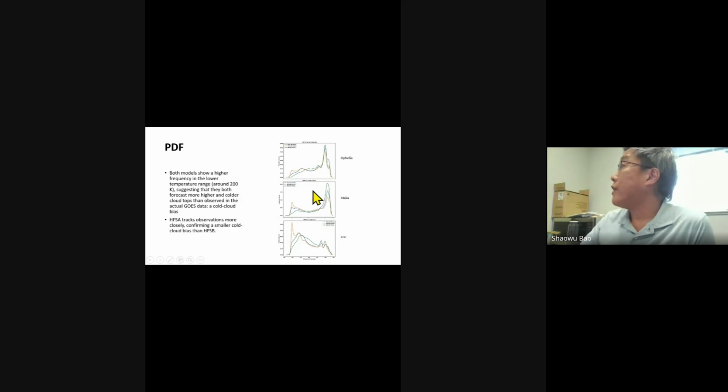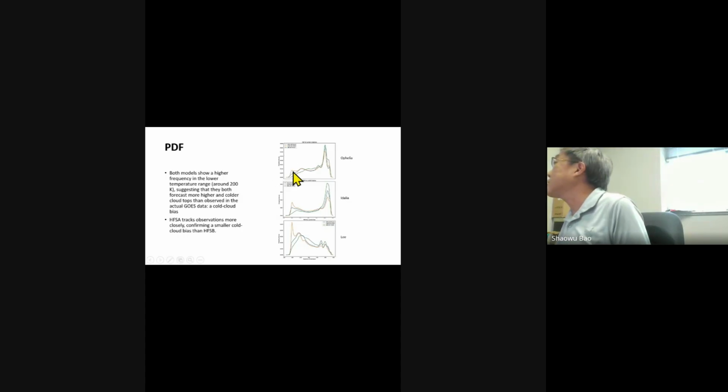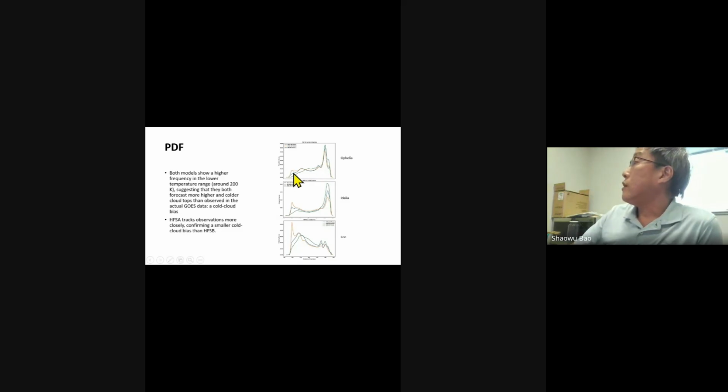And if you compare HAFS A and B, clearly you can see the HAFS B, which is this orange color, has a higher bias. It has a higher frequency here, a very, very big difference here. So the result shows that the HAFS A and HAFS B overestimate the higher and colder cloud tops than observed. And the HAFS B seems to have a more severe bias than HAFS A.